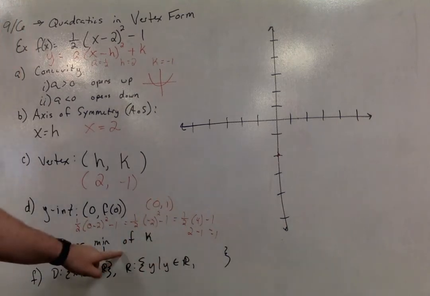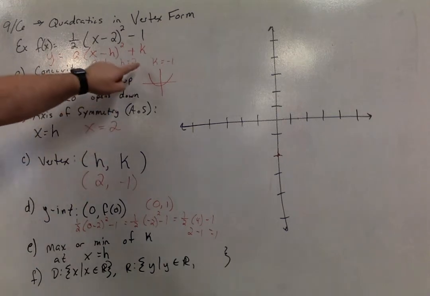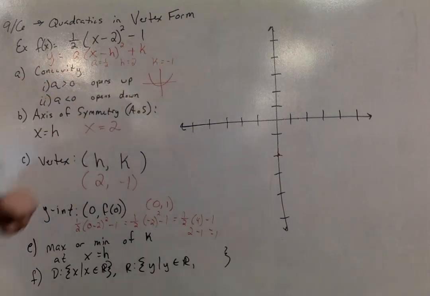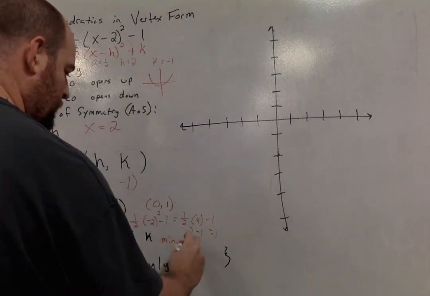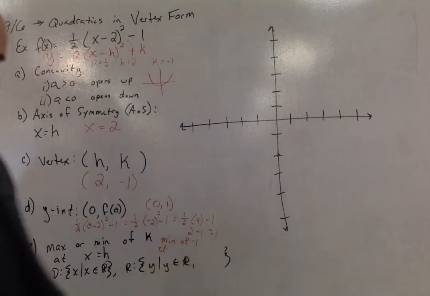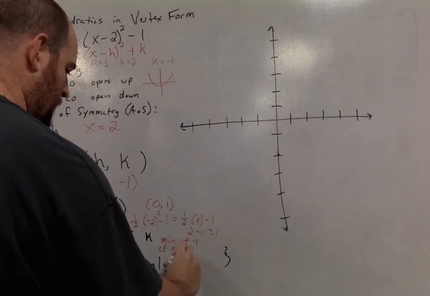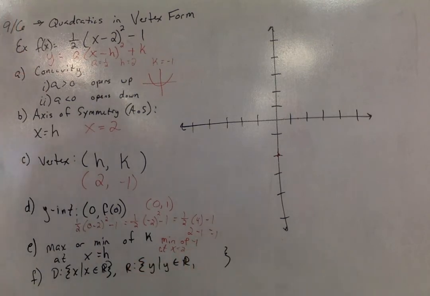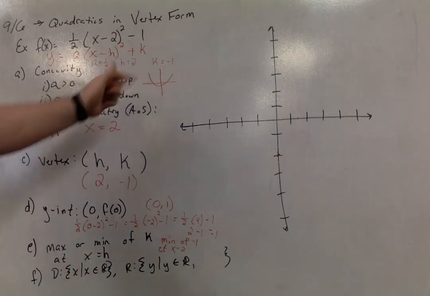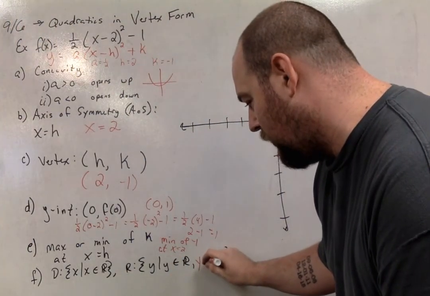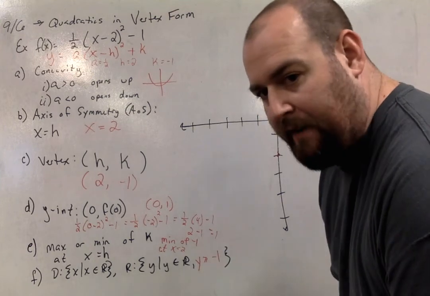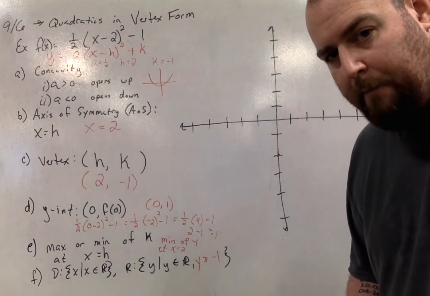Okay? The max or min of k at x equals h: again, since this function opens up, we know it has a minimum, and the minimum is negative 1 at x equals 2. So again, what the value is and where it occurs. As I stated before, the domain for this function will always be all real numbers. The range will be an element of all real numbers, but here, since this function opens up and it has a minimum value, I know that y cannot go below the minimum, so it'll always be greater than or equal to whatever that minimum value is. So there's my domain and my range.